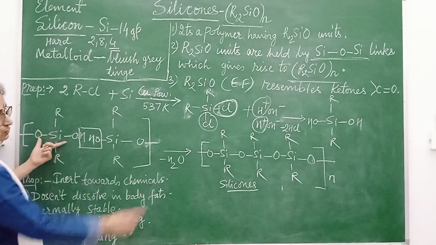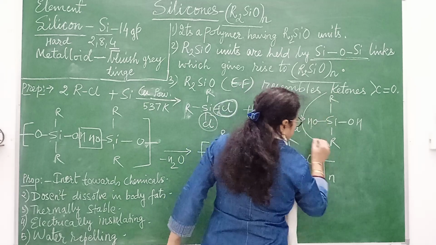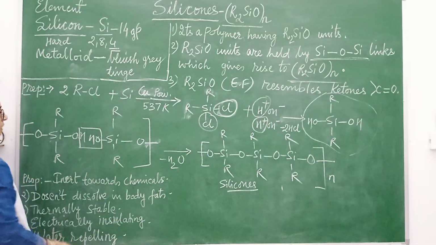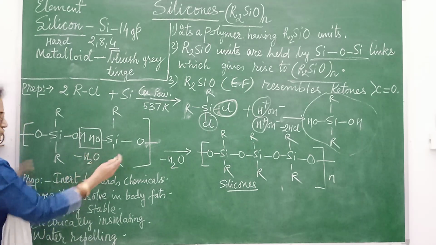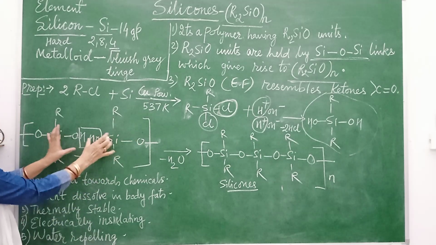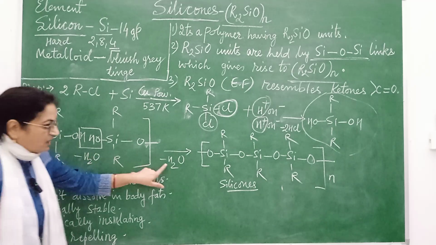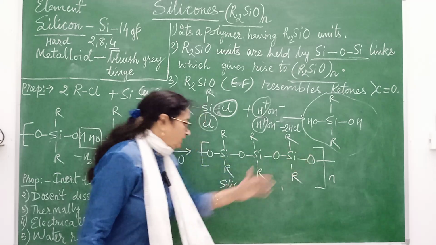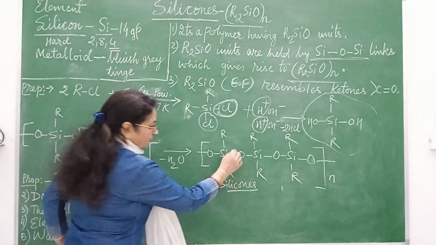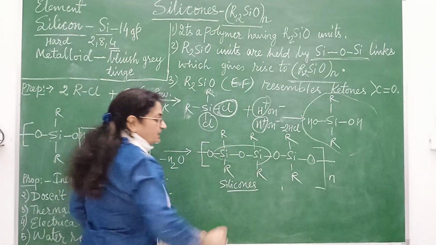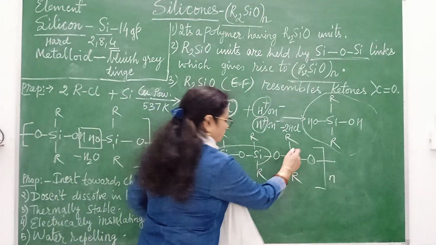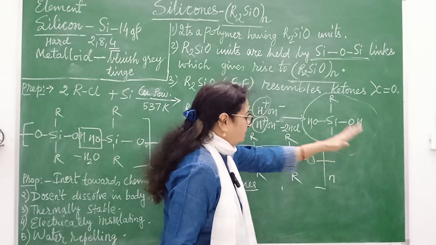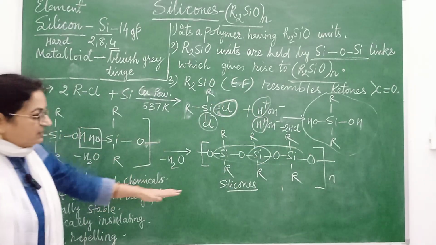Now when these two units combine together, a water molecule is lost. You can see these two molecules combine together and a water molecule is lost. Minus H2O means the water molecule gets removed and we get a long chain of silicone. Now here you focus on this bond, Si-O-Si bond, Si-O-Si bond, Si-O-Si bond. In this way the Si-O-Si bond gets repeated and thus we get silicones.